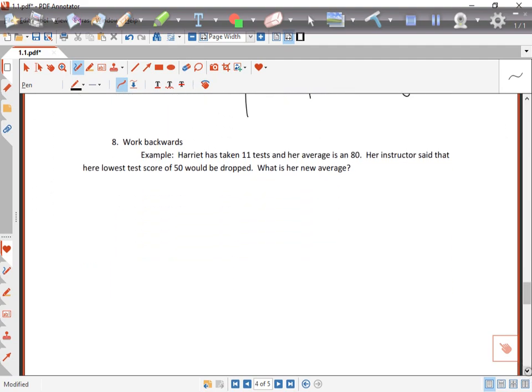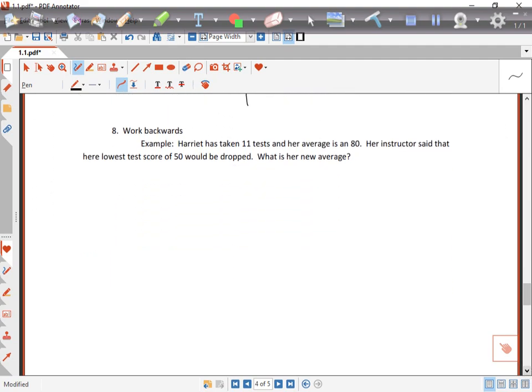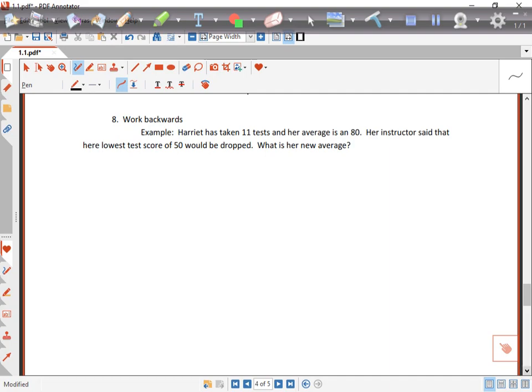Okay, the next one is work backwards. Harriet has taken 11 tests and her average is an 80. Her instructor said her lowest score of 50 would be dropped and we need to figure out her new average.